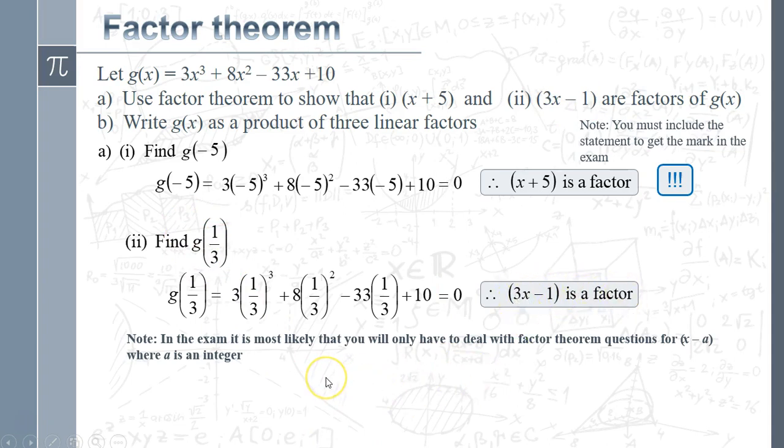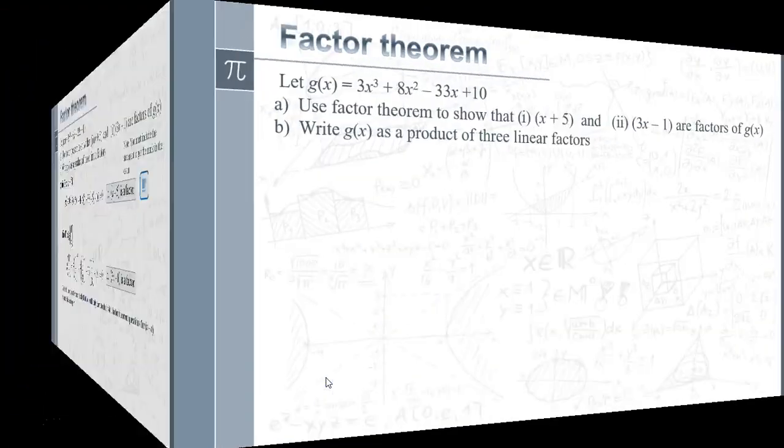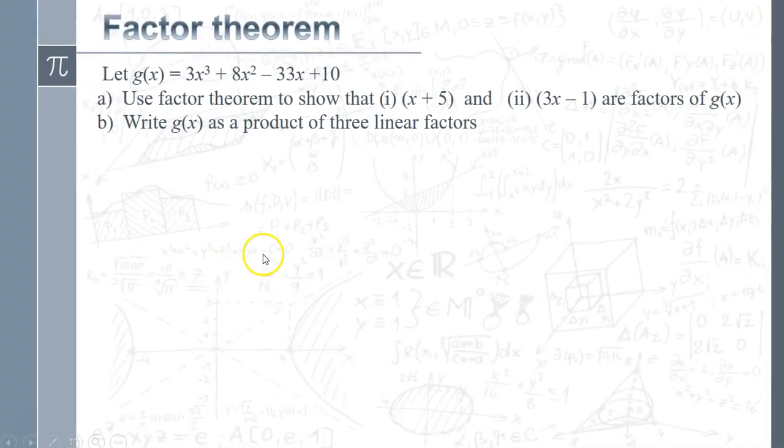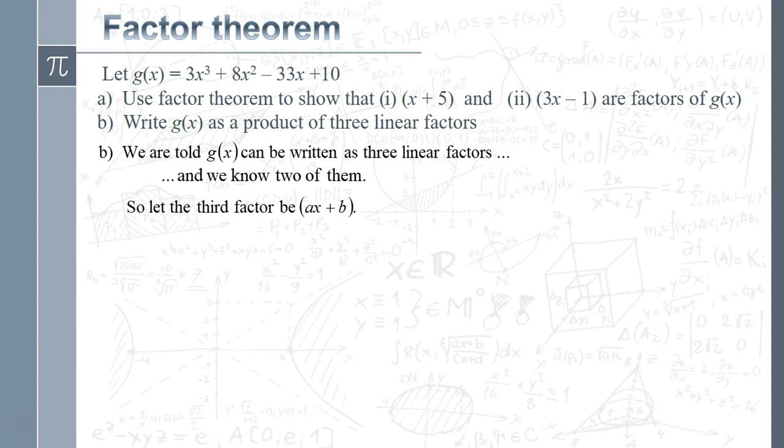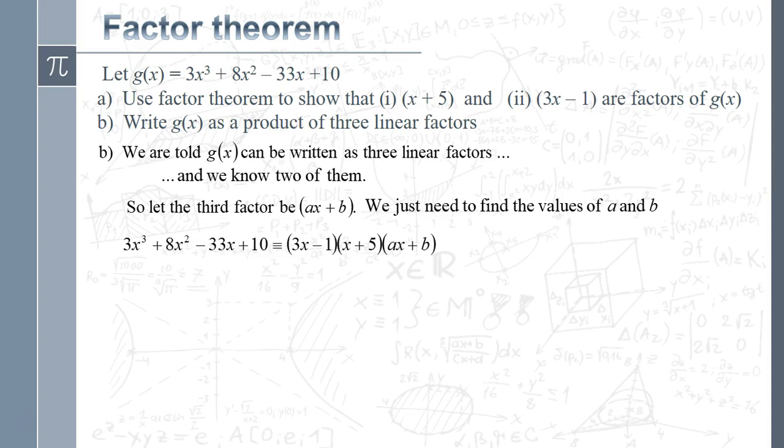if it comes up. Okay, moving on to part B, it says g of x is a product of 3 linear factors. Well, we're told we've got 3 linear factors and we know 2 of them. So we know that our third factor is going to be a linear factor, so it can be written in the form ax plus b. There's our standardised general form of a linear factor. And so what we're going to do is figure out what a and b are. So let's take g of x and write it with our three linear factors. There they go. And so what we're going to do, as I said, is work out a and b.